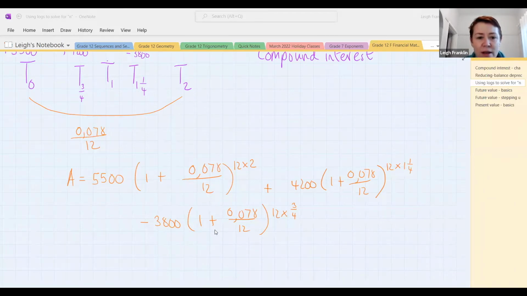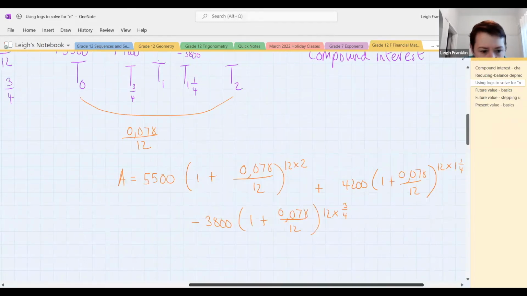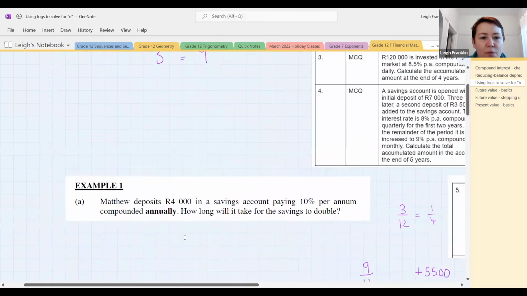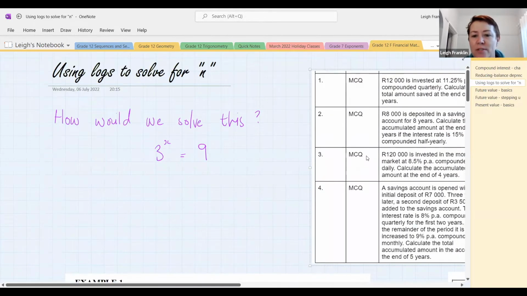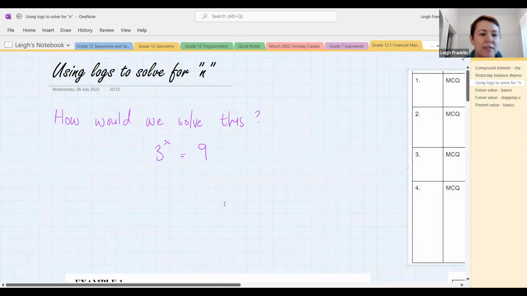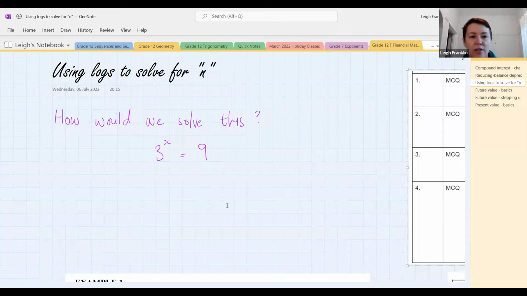I don't know if it was you, Tsepiso, but somebody actually already answered the question that I had asked at the beginning of this lesson. There we go. And that was the question that I had asked you guys, is how would we solve this equation? So this should be something that's really quite simple for us by the time we get to matric.